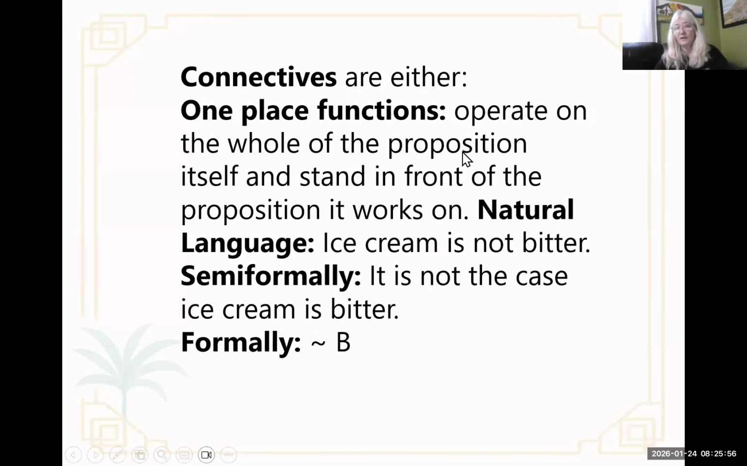The other possibility is a one-place function. The only one that's a one-place function is negation. These operate on the whole of the proposition itself and stand in front of the proposition they work on. In natural language, here's an example. Ice cream is not bitter. When we make it semi-formal, we take the it is not outside and put it on the front so that we know to put our tilde in the front. So we'll say it is not the case ice cream is bitter. Or formally in our propositional logic, we'll put negation capital B. Okay?